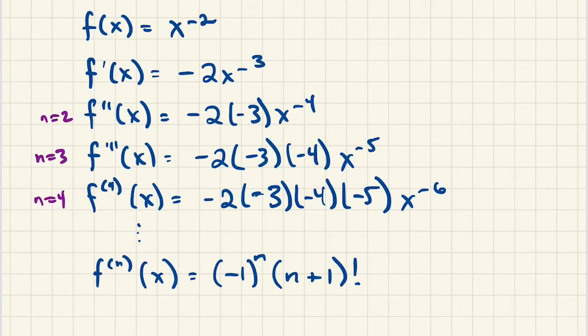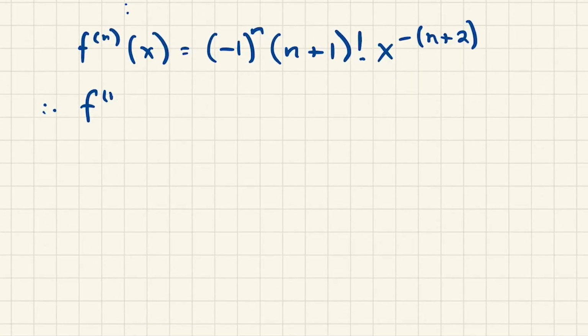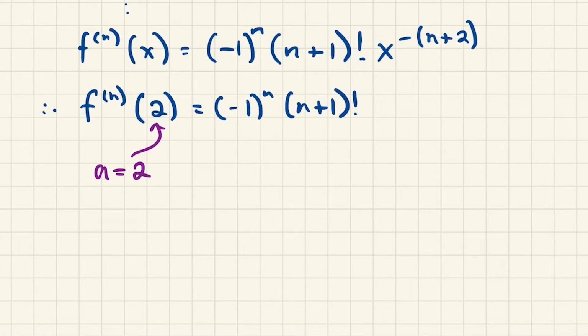Okay, and of course we have x to some negative power, and it looks like that exponent is negative (n plus 2), because when n is 4, it's negative 6, and when n is 3, it's negative 5. So there's our pattern for the nth derivative, and now we're going to plug in our a value, which in this case was given as 2, because 2 is the center of our Taylor series. So this is negative 1 to the n times n plus 1 factorial, and then 2 to the negative (n plus 2), which we can write as 1 over 2 to the n plus 2.